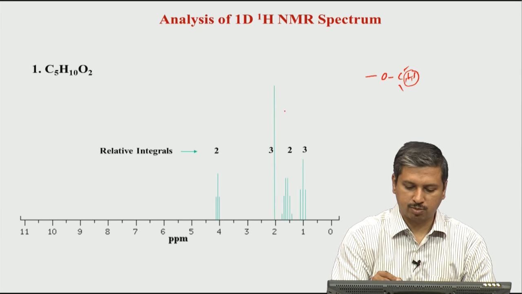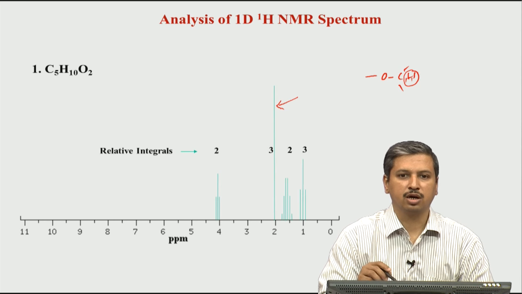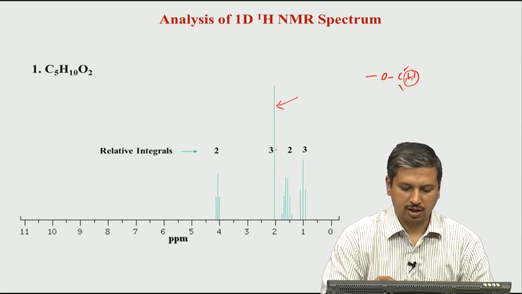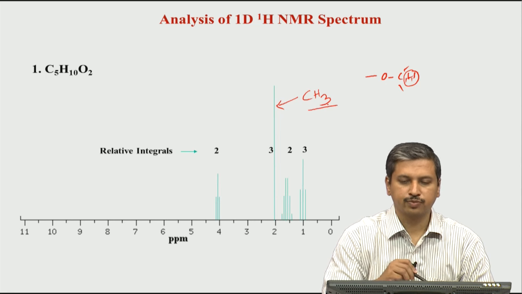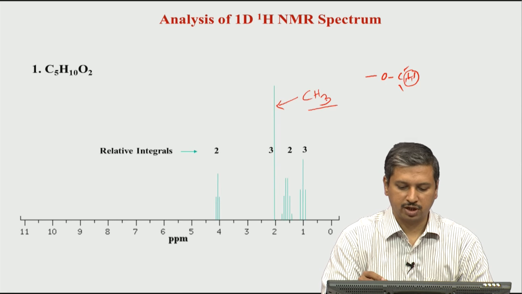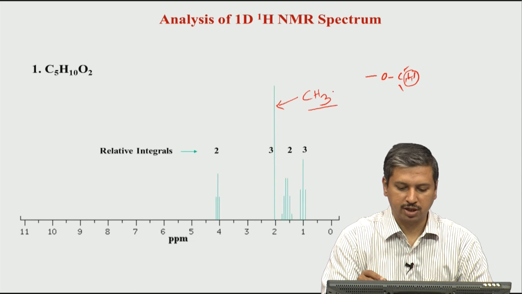Then we see this particular peak which is a singlet and integrates to 3. So most likely this is an isolated CH3. That is why it has 3 hydrogens and is not coupled to anybody, meaning it is not attached to any coupled protons.